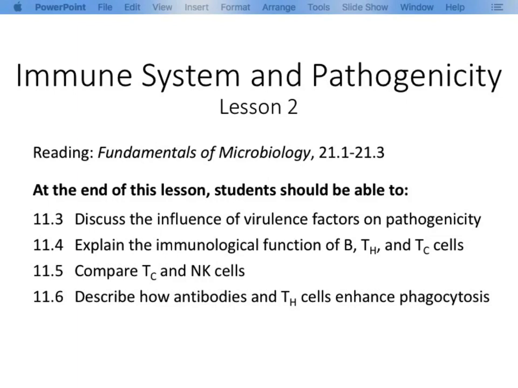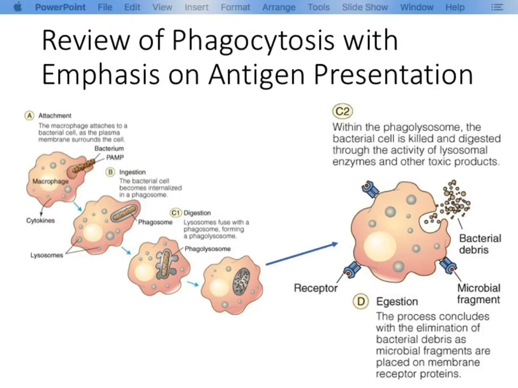Phagosome forms, phagosome matures, phagosome fuses with lysosome, and then what happens in the phagolysosome? Pathogen is killed, ideally, right? We looked at an example, Mycobacterium, where that actually doesn't happen. What happens after that is where we connect adaptive and innate immunity.